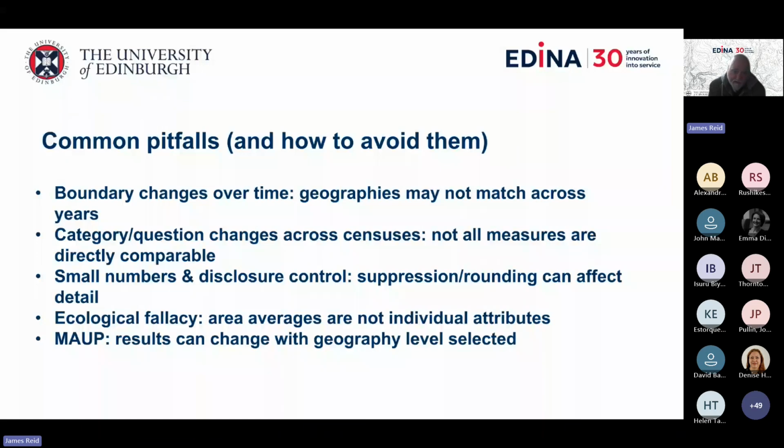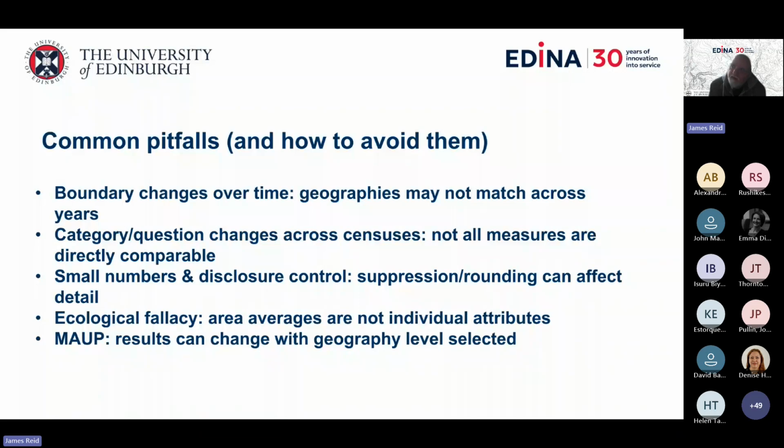Classically, ecological fallacy: area averages are not individual attributes, so you cannot infer that a global trait is specific to any particular individual. And the last common pitfall, something called the modifiable areal unit problem, which relates to the boundary changes piece above. Results can change with geography.